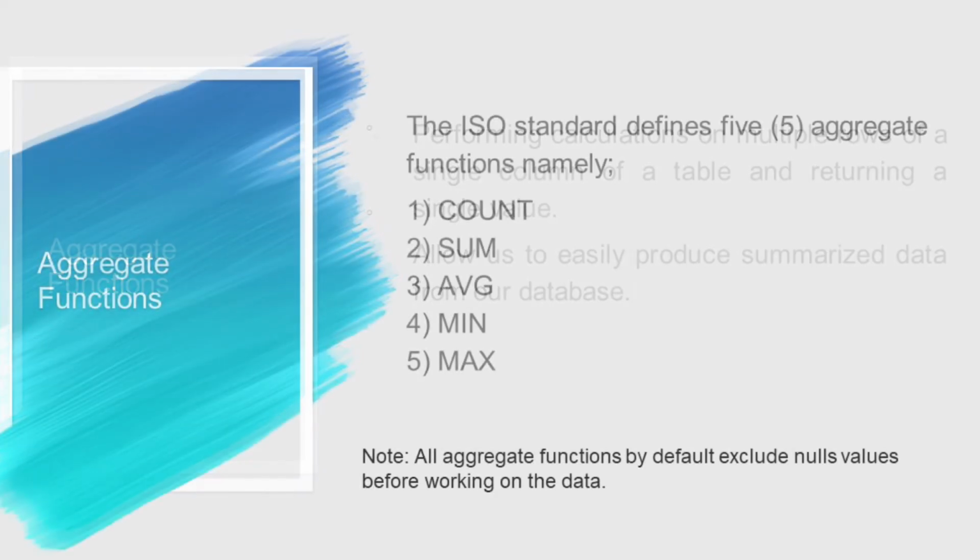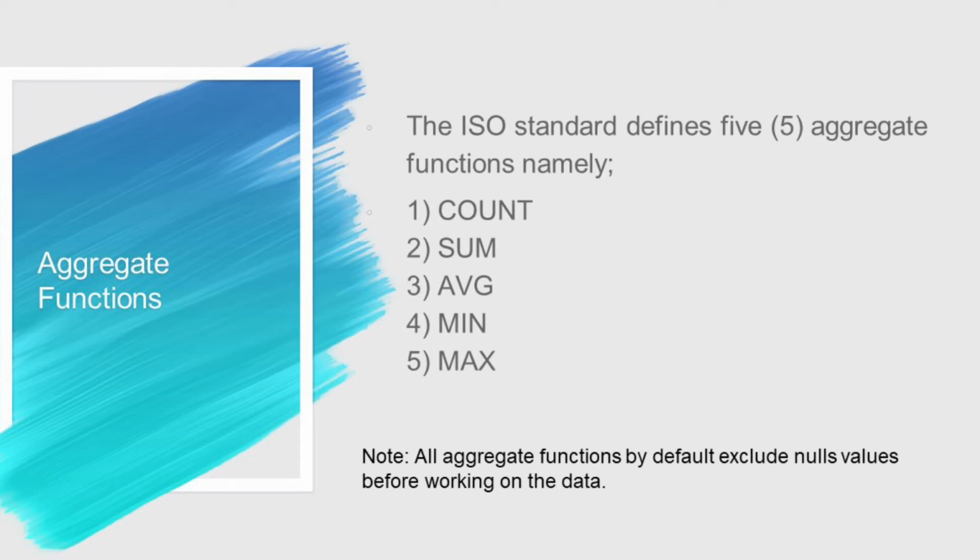There are different types of aggregate functions. As per ISO standard, there are 5 different aggregate functions, namely count, sum, average, minimum value and the maximum value. In normal, all aggregate functions exclude nulls before working on the data. But if we want to get the null values also, we have to specify it in the aggregate function accordingly.